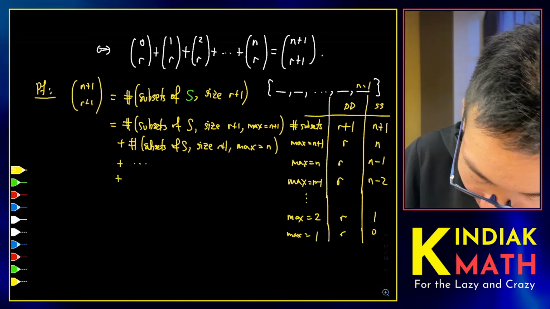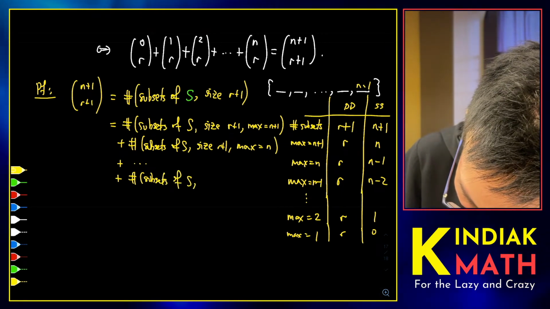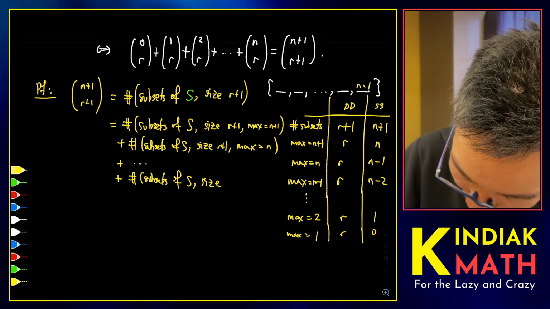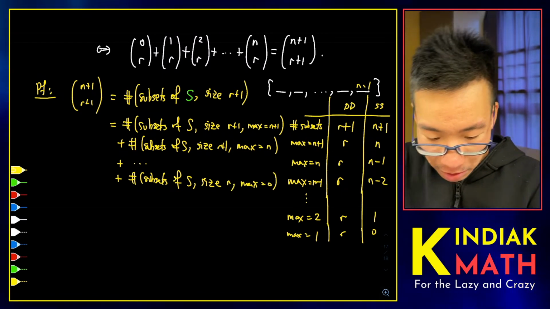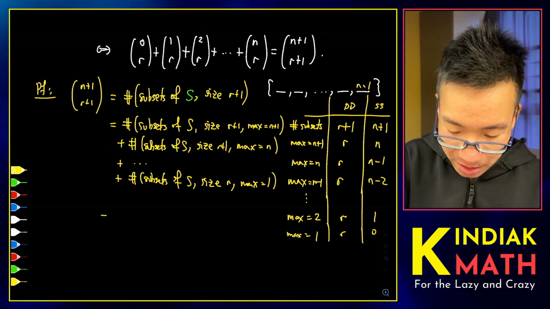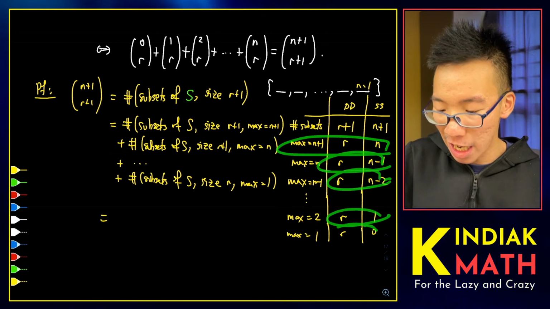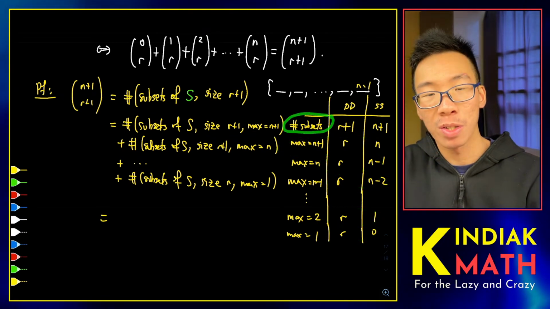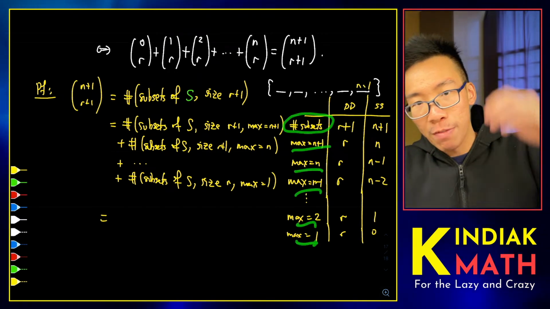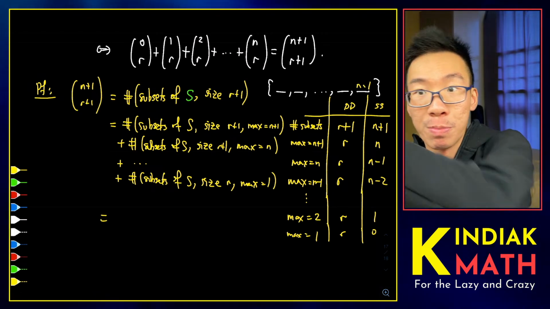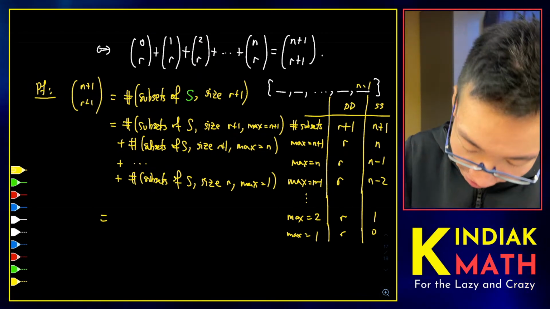So let's do that. Number of subsets of S, size R, maximum 0. Well, maximum 1, sorry. Because now we can add up all of these items. We can add up all of these things, because the number of subsets in the total is the union of all of these possibilities. Every subset has a maximum. The maximum could be any one of these large numbers, these finite numbers.